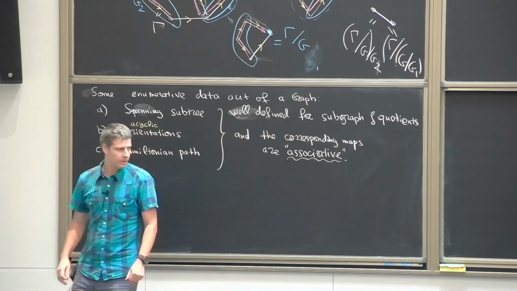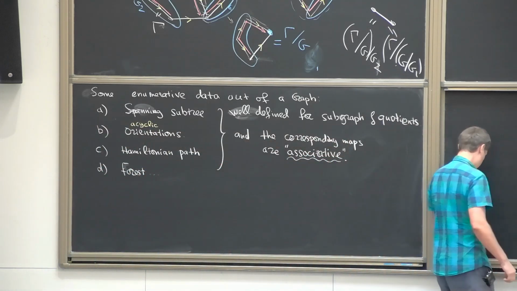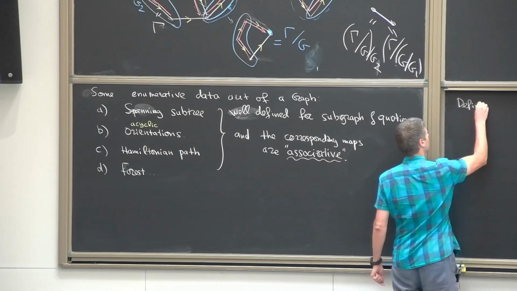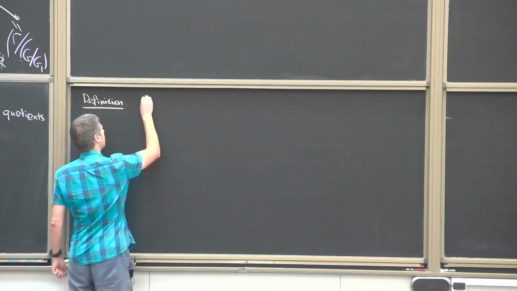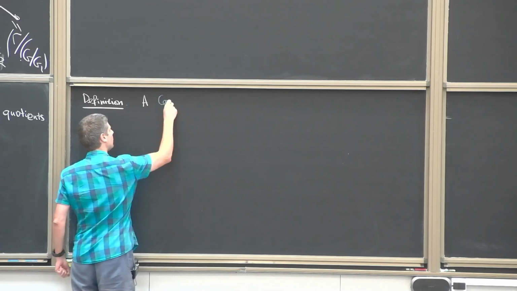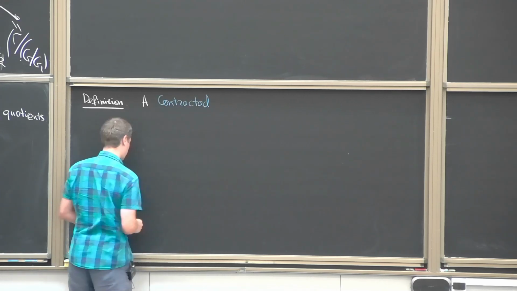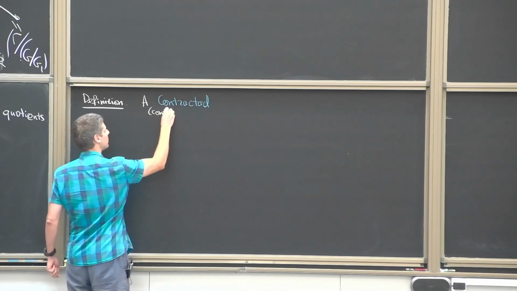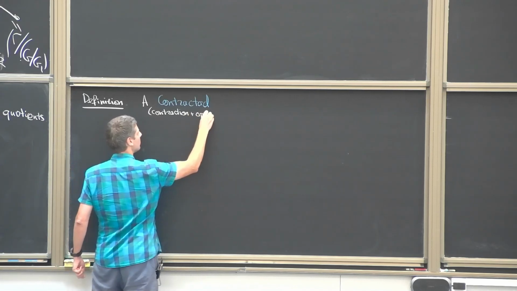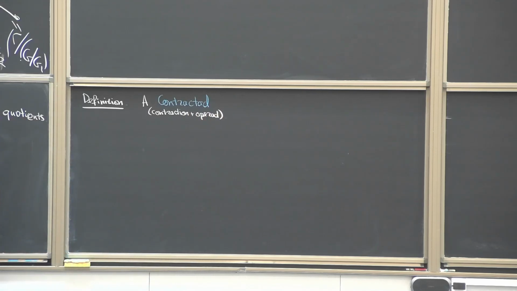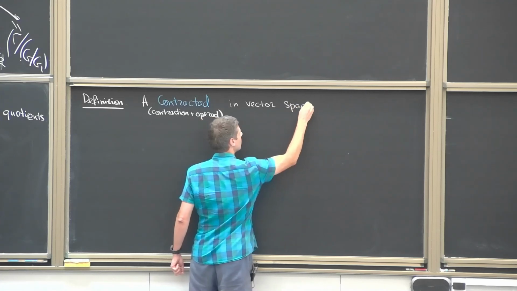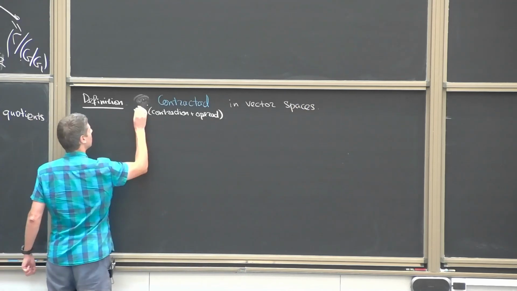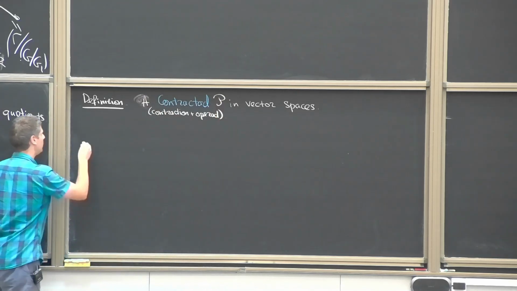So in order to do this formally, let me give the formal definition. And this will be one of the main features of all those texts. I call it a contractad. This is coming from the word contraction plus operad, for those who are familiar with the word operads. In vector spaces. Maybe a contractad P is the following data.